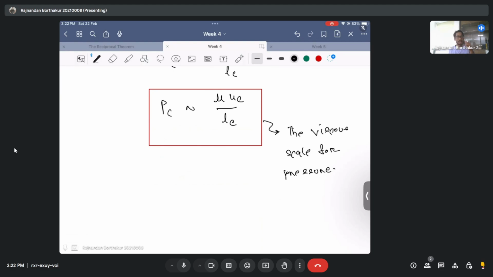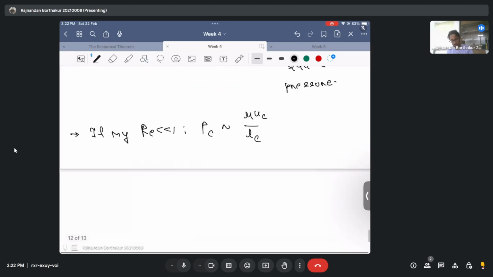So the truth and the reality is, pressure can scale as either of these two scales depending on the Reynolds number of the problem. If my Reynolds number is very small, then pressure P_C would scale as the viscous term, which would be just mu U_C by L_C, that is the viscous scale. And if my Reynolds number is very large, then pressure can scale as the advection scale, which is rho U_C squared.